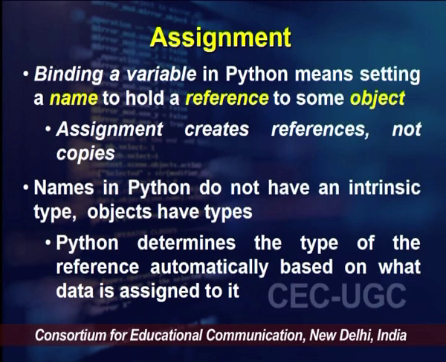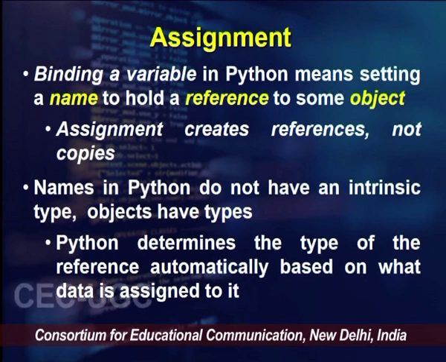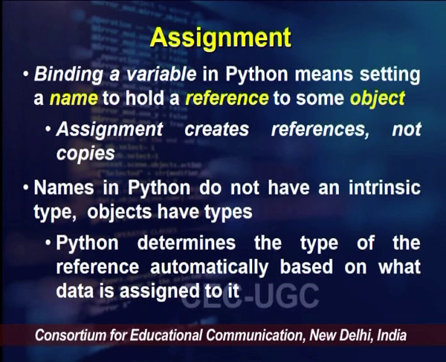So if we look at assignment, what does assigning basically mean? Assigning means that in Python we are binding a variable, giving it a name to hold a reference to some object. We understand the concept of an object: everything in Python is considered to be an object. So when we assign a value to a variable, we are creating a reference to it and giving it a value. It does not mean that we are creating a copy, we are only creating a reference when we are assigning.